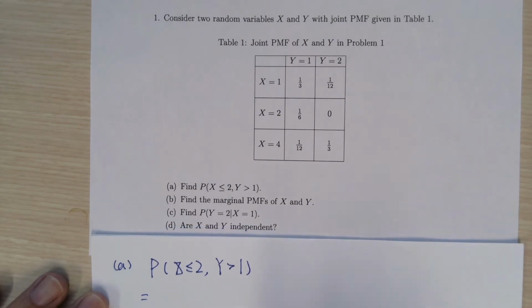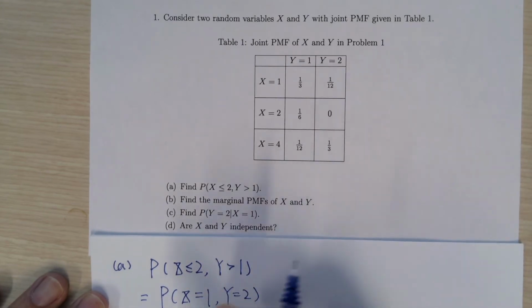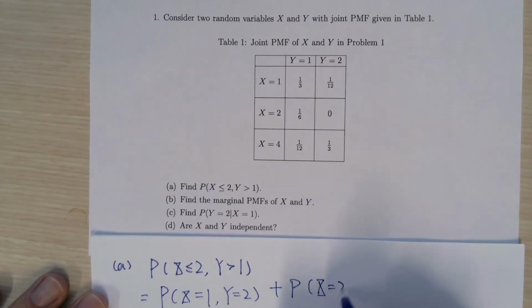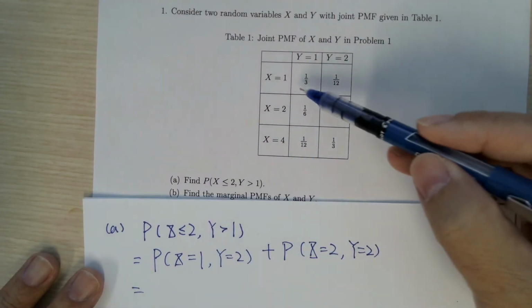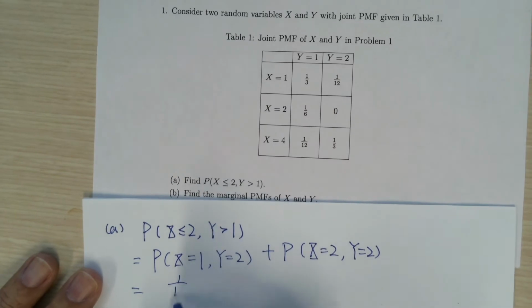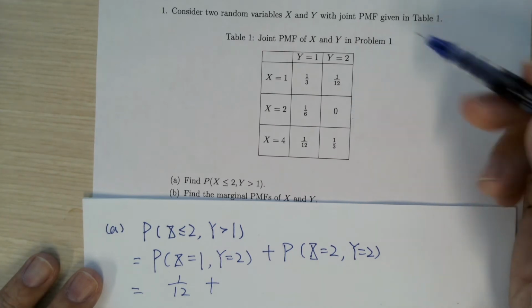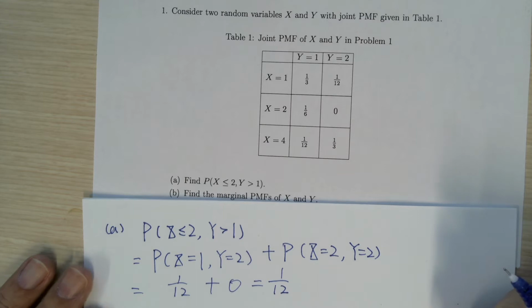So it's easy to figure out, this is the probability x equals 1 when y equals 2, right? And then plus the probability of x equals 2 when y equals 2. And we just look at those tables here. So you can see x is 1, y is 2, so it's 1 over 12. x equals 2, y equals 2, which is a 0. So it gives us this 1 over 12. That's easy.